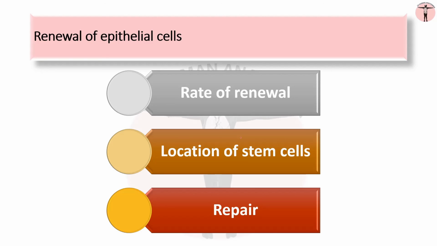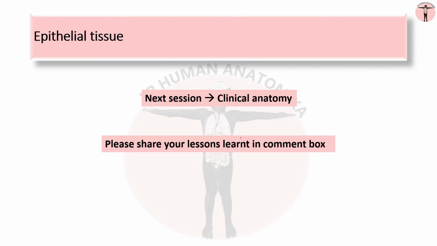Now, to conclude, in this session we discussed different types of epithelial junctions like tight junctions, gap junctions and adhering junctions, and we also discussed the renewal of epithelial cells. So in the next session we will be discussing the clinical anatomy of the epithelial tissue.